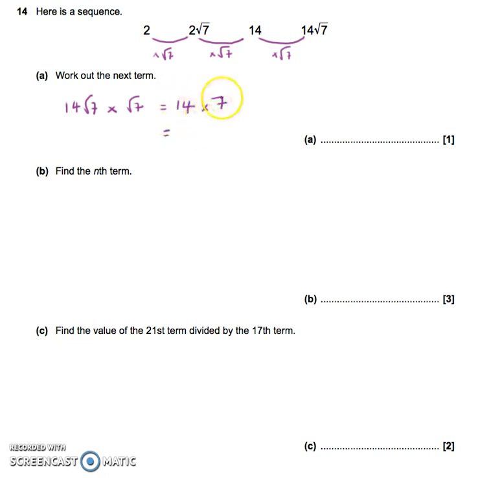So 7 times 4 is 28. 7 times 10 is 70. So 70 plus 28 is 98. There's our next term, 98.